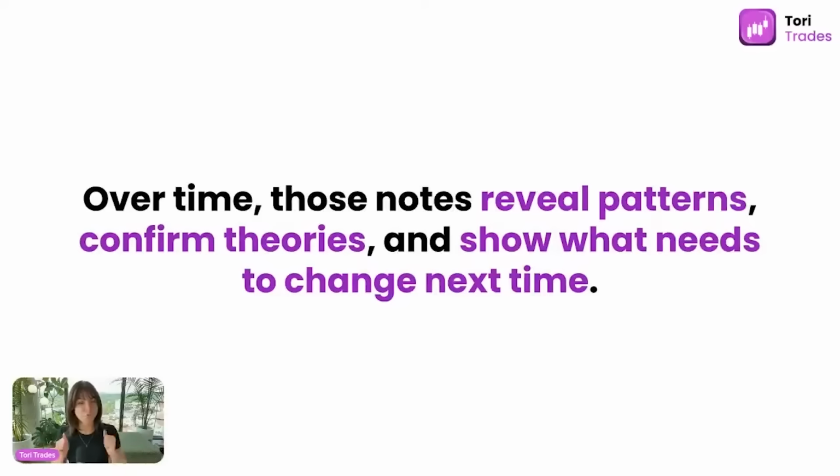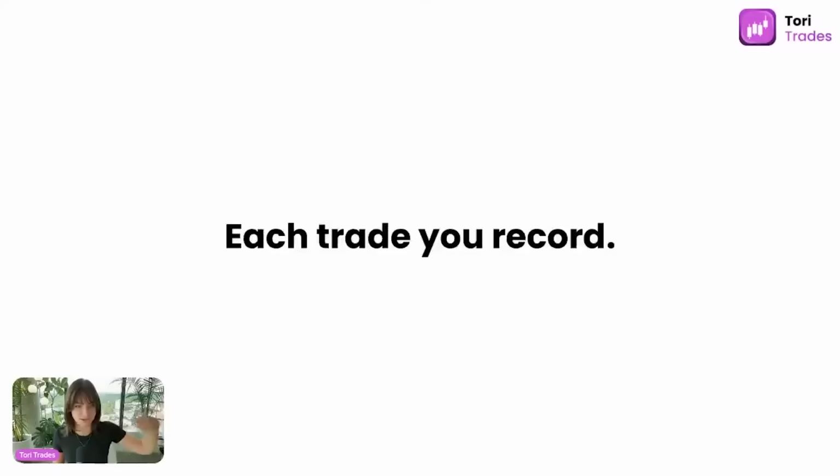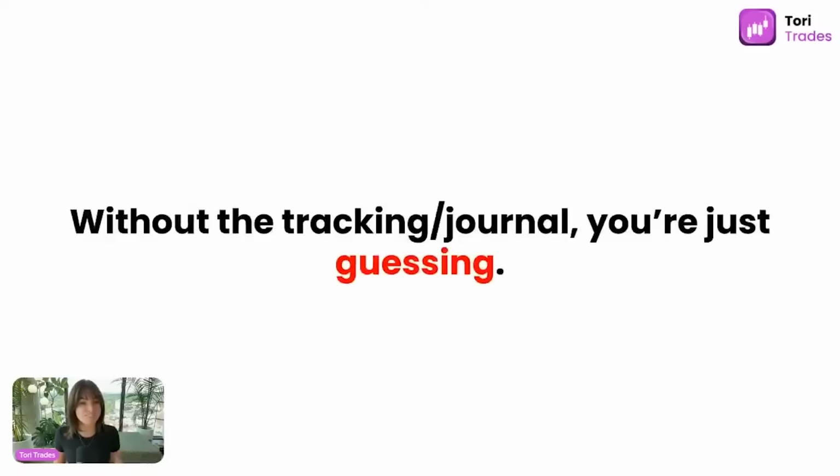Over time, those notes will reveal patterns. It will confirm your theories. Maybe you thought, I suck at the retest, or I hate the break and retest, it never works. Well, if you go back and look at data over time, that was just a theory in the moment. Tracking, journaling, collect your data. Track, journal, trade, track, journal, trade. Every single trade. The setup, the reasoning you took the trade, the outcome, this becomes part of your experiment.